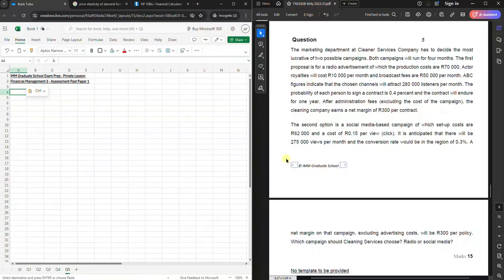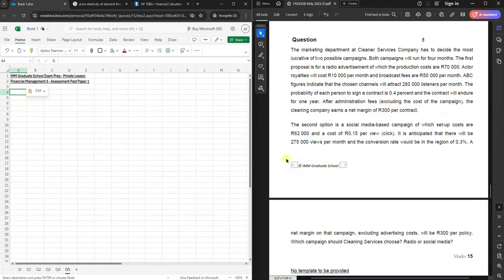The marketing department at a cleaner service company has to decide the most lucrative of 2 possible campaigns. Both campaigns will run for 4 months. So we've got 2 different possibilities of campaigns happening, both running for the same period. The first proposal is for a radio, and the production cost is going to be 70,000 Rand. So you've got expenses already of 70,000 Rand. Actor royalties will cost 10,000 Rand per month, so meaning 10,000 Rand times 4 because it's running for 4 months, and a broadcast fee of 50,000 per month, 50 times 4, running for 4 months.